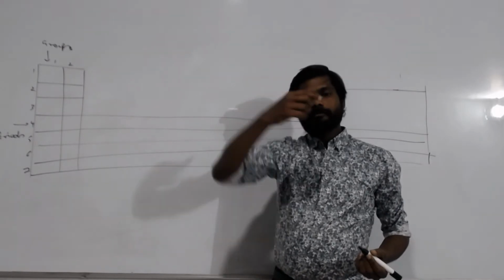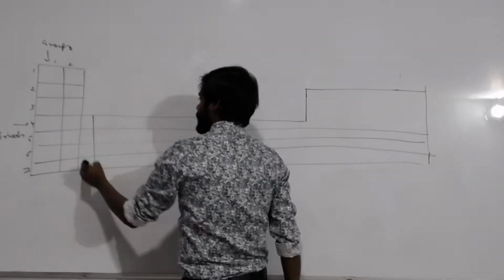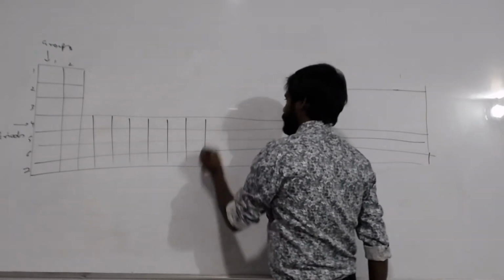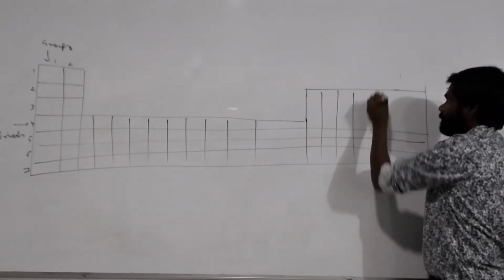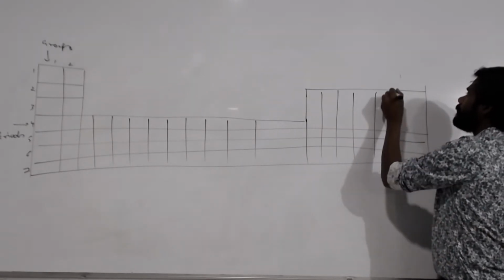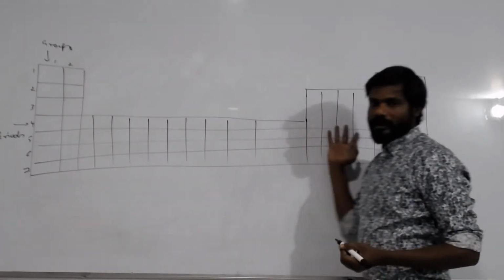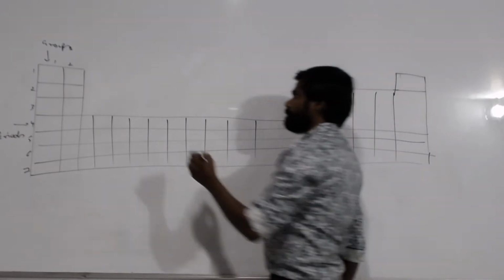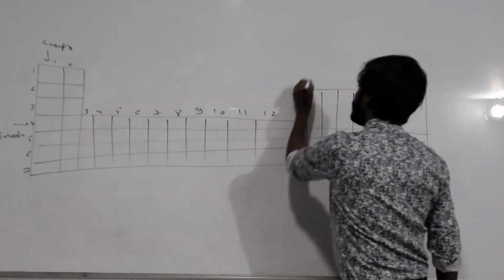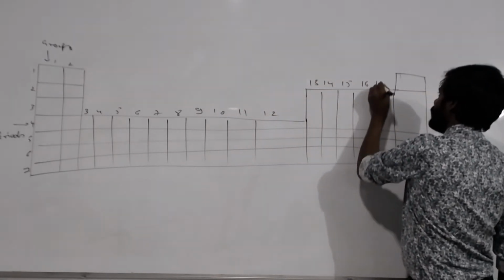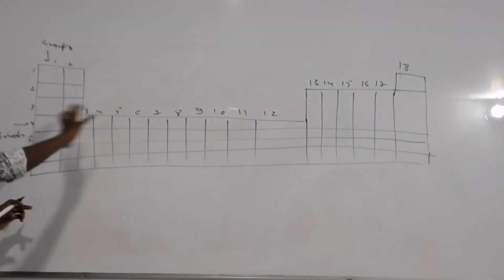These groups are overall 18 groups. 2 groups are here, 10 groups are here. There are 10 groups and 6 groups are here. So 2 groups, 10 and 6. Overall 18 groups. We can number them like this. Okay, so this is the basic structure of periodic table.